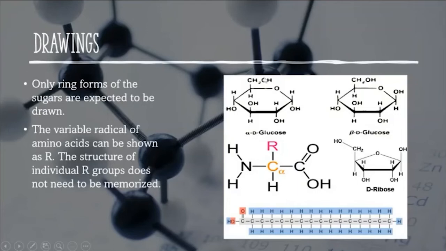There are going to be a few drawings that you will have to remember. For the sugars, you are only expected to know the ring form, so you don't have to draw out the long chain. You're going to need to know your generalized amino acid for drawing. You don't have to know any of the different R groups. There are over 20. Please do not memorize them. And then you just need to know the general structure of an example lipid. You don't need to know the name. You just need to know this, draw this, you'll be fine.